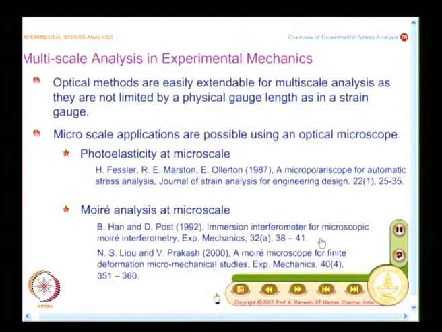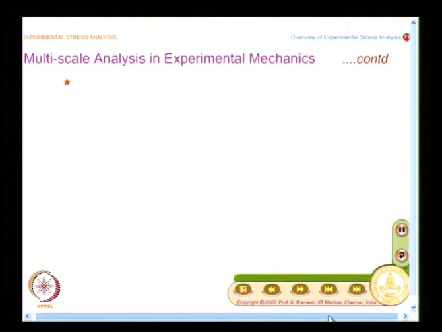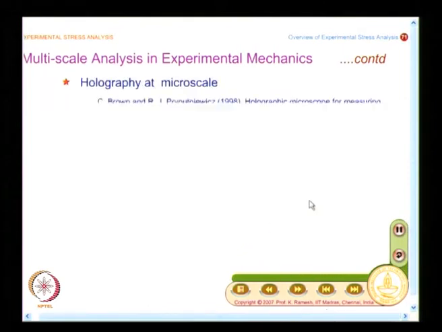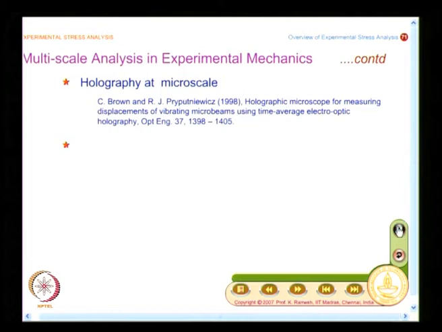You will have several references given at the end of the paper, that will also give you an idea in what way you can go about. Then you come to holography, you have a paper by C. Brown and R. J. Pryputniewicz in 1998, published in Optical Engineering, you can put it as OE, and this was for a holographic microscope for measuring displacements of vibrating micro beams using time average electro-optic holography.